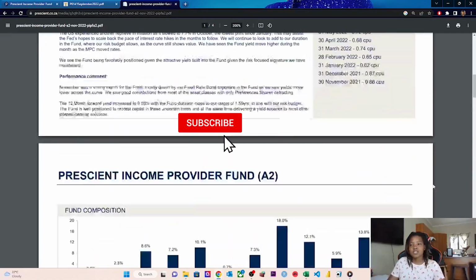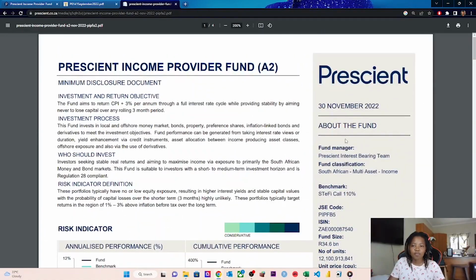Right, like I said, this is the Prescient Income Provider Fund. I'm not sure if A2 is institutional or me and you, so retail, but I know it's not B3, which is the staff one. But yeah, this is the Prescient Income Provider Fund.